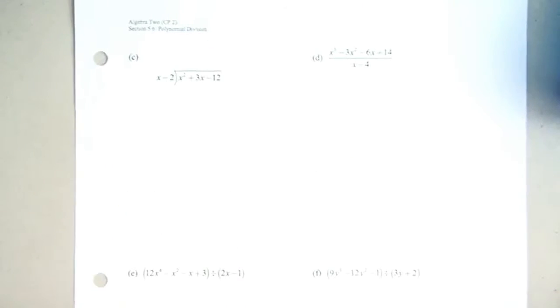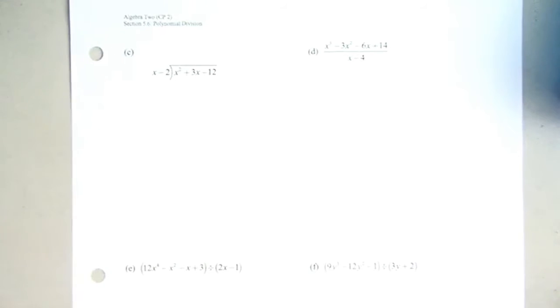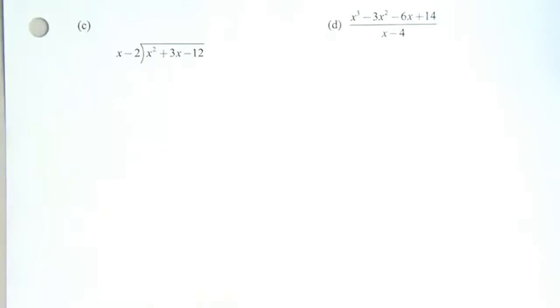Okay, so, you know what, letter C, I think you can go do. Something weird's going to happen at the end, so just leave it. Just stop when you get to the end. We'll talk about how to deal with that. But see if you can go do your long division process on letter C.